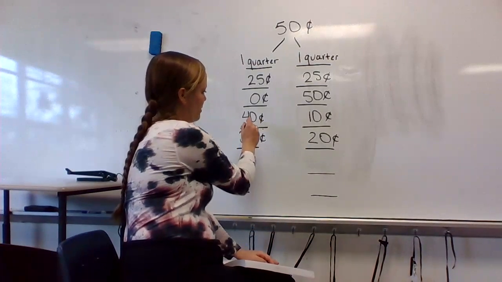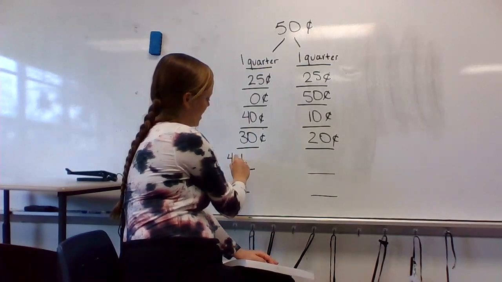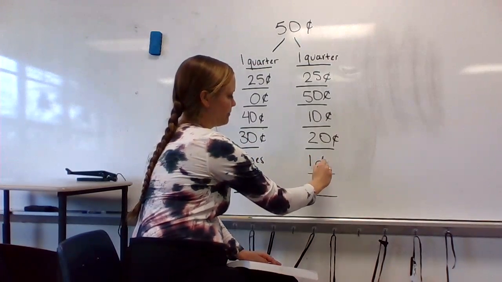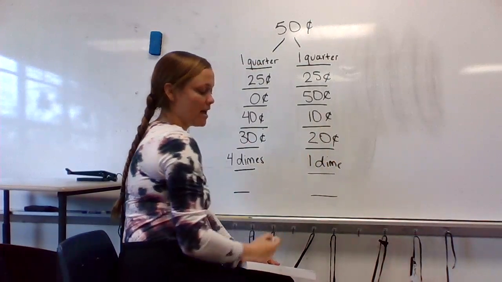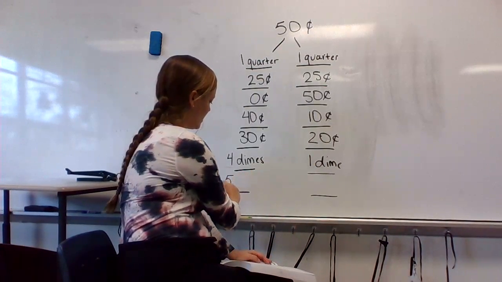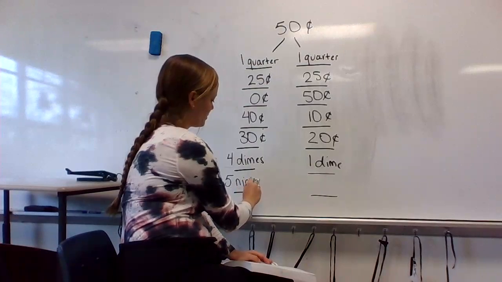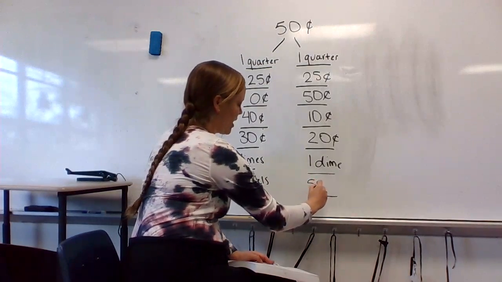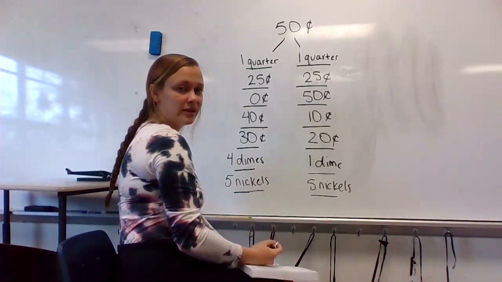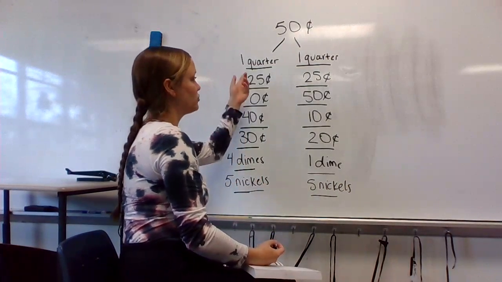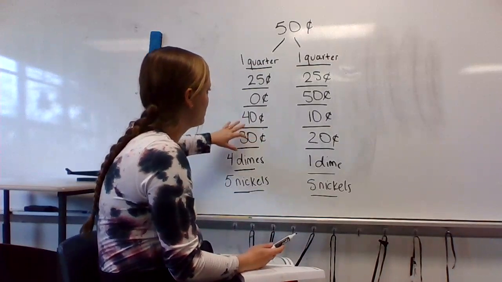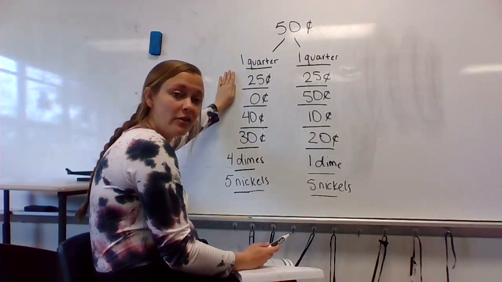I know that I can have 4 dimes because that's 40 cents and 1 dime because that's 10 cents and that would make 50 cents. I know that I could have, ooh, this one's fun, 5 nickels and 5 nickels. Because 1 nickel equals 5 cents, and if I have 5, that's 25. Okay? So if you knew how to do just a few of these, you're on the right track.